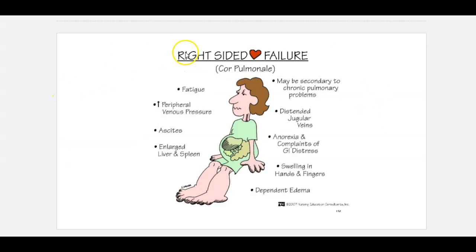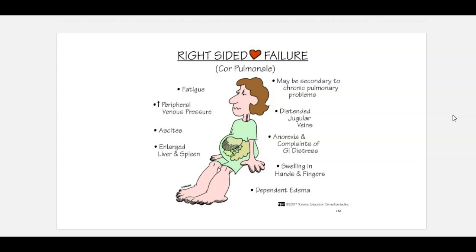And I just want to go back to the right-sided heart failure symptoms. This is a representation of what a patient with right-sided heart failure will look like. Here we have a lot of swelling in the lower extremities because of the peripheral venous pressure, and then often their spleen and liver are enlarged. Sometimes they can have secondary chronic pulmonary problems from all the backing up or congestion, but mainly the congestion is in the rest of their body.